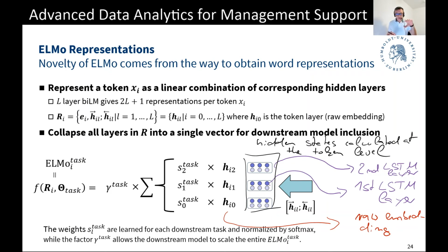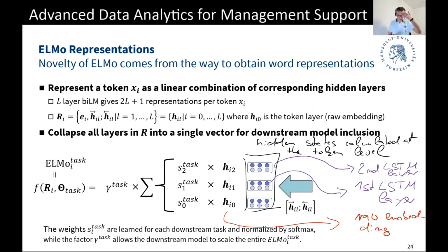You also see three parameters here, s0 task, s1 task, and s2 task. These are just scalars, more parameters. These are considered task-specific parameters, task referring to the target task, be it sentiment analysis, question answering, machine translation, you name it. They are specific to the target task. And so is gamma task, which is yet another parameter that they introduce.